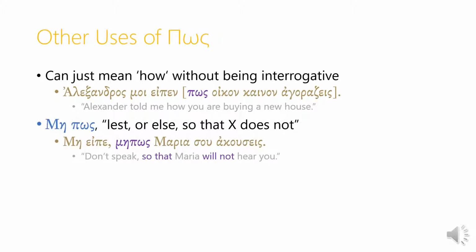The negation of πως, me πως, can mean lest, or else, or so that something does not happen. And me πως can be written as one word, without the space between me and πως. So, for example, we get me epe me πως Maria su accuses. Don't speak, me epe, so that, me πως, Maria will not hear you. And you notice that me πως corresponds in the English translation to the so that and the will not.